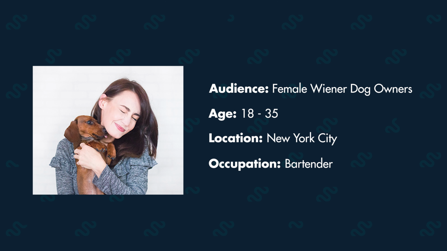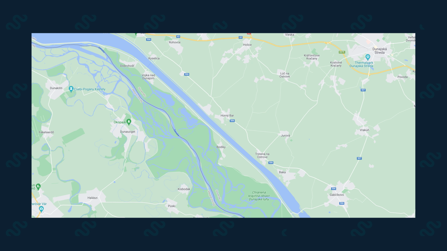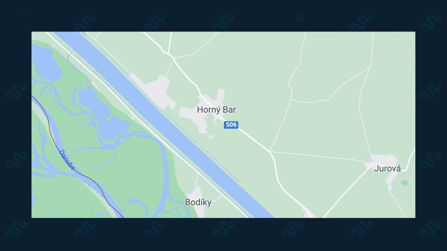You also need to consider who you're looking to reach with your video and get as specific as possible. Are you advertising to female wiener dog owners between the age of 18 and 35 who live in New York City and work in the bustling nightlife industry? Or are you trying to reach the entire population of Horny Bar, Slovakia? Yes, that is a real town in Slovakia. You can Google it. Or maybe don't. Results may vary. Regardless, good video advertising should speak your audience's language. But if you try to speak to everyone, you speak to no one.